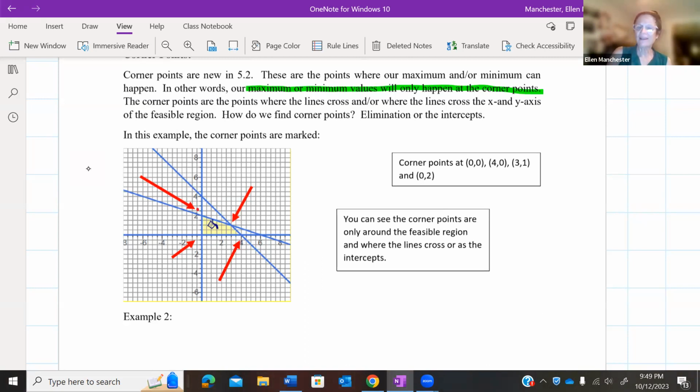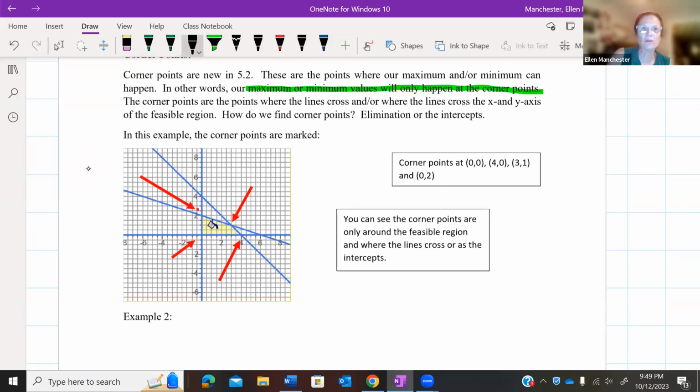There are an infinite number of points in that feasible region. So what's nice is knowing that when I have a corner point, that's where the maximum or minimum happens, right? If I didn't know that, then I would have to test every single point to see which one will give me the maximum and which point will give me the minimum. So what it does is it limits how many times I have to look at points. I just have to look at the corner points. So what are the corner points? Well, the corner points are where the lines cross, and it will only be around the feasible region.